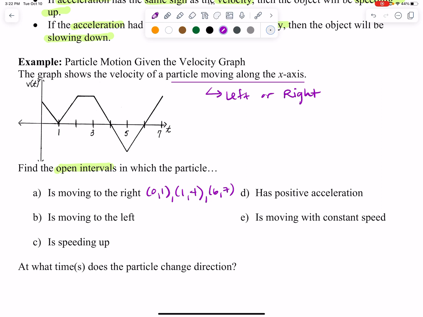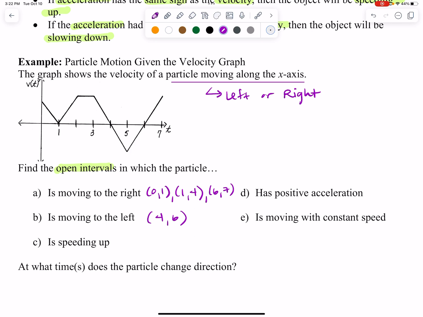Okay, so for moving to the left, that would be wherever velocity is negative, and it looks like that would be on the interval from 4 to 6, right? Because that would be whenever the x values would be getting smaller. So that would be velocity would be negative. So that's the interval. Let me write that down, from 4 to 6.